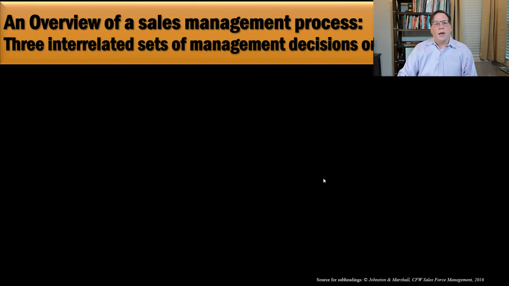Okay, so what I want to do now is turn our attention from that macroeconomic view of sales to sales organizations and management roles and what managers basically do. So when we're thinking about organizations, we can think from the sales text view of this as well. What's an overview of the three interrelated sets of management decisions or processes?